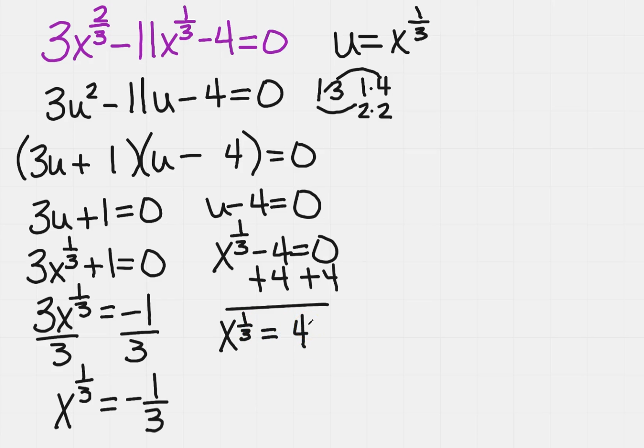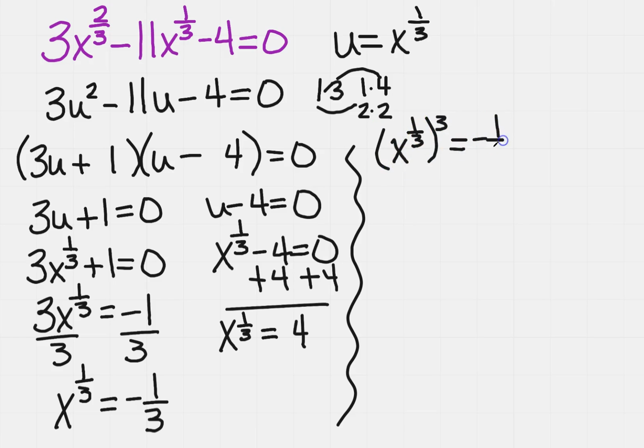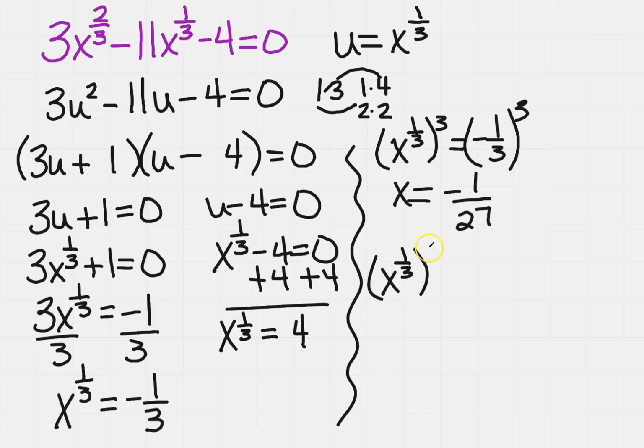Now, remember, in order to get rid of that raised to the 1/3, we're going to multiply by the reciprocal. So I'm going to come over here on the right, so I'm going to have x to the 1/3 times 3 equals negative 1/3 cubed. So that's just going to give me x equals, now if I cube that, I'm going to get minus 1 over 27. Now the other one, I've got x to the 1/3. Again, I'm going to cube that. And then I'm going to have to do 4 cubed. So I'm going to get x equals 64.